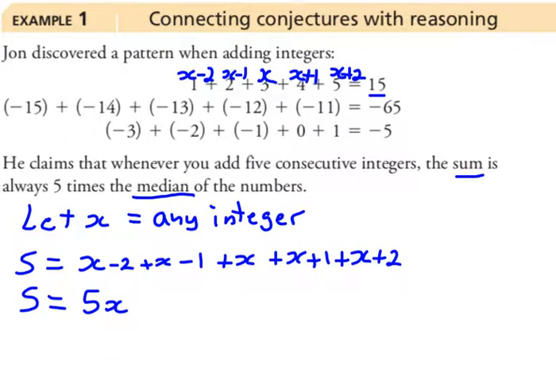Now since x represents the median of 5 consecutive integers, 5x will always represent the sum. John's conjecture is true for all integers. That is a proof.